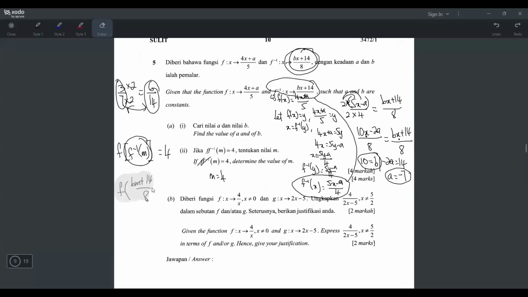So next time, if you see f f inverse, you don't have to do already, just potong straight away, right? Whenever you see f f inverse, can cut.